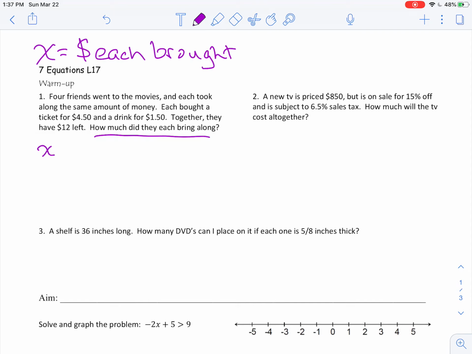And then it's important that you can write the equation. So each person brought X amount of money, and there are 4 of them. So that's how much money they had. And then they start spending money, and because they're spending money, we're subtracting. Each person is spending $4.50 for their ticket, and they're each spending $1.50 for their drink, and there's 4 of them. And then it says together they have $12 left.